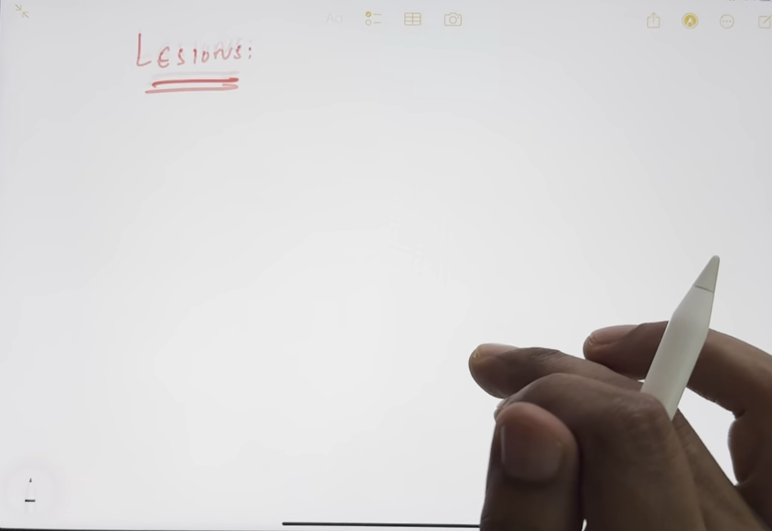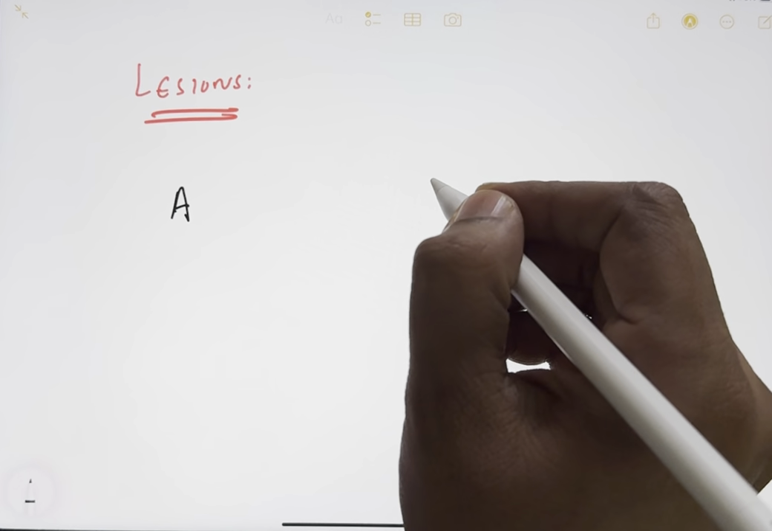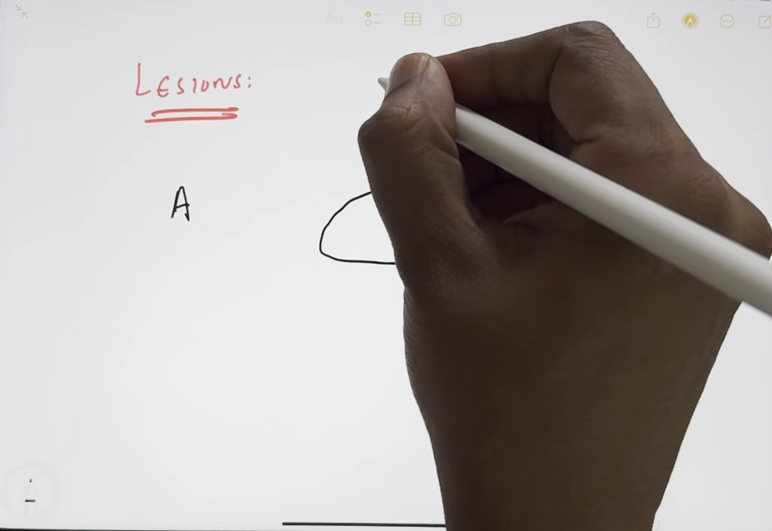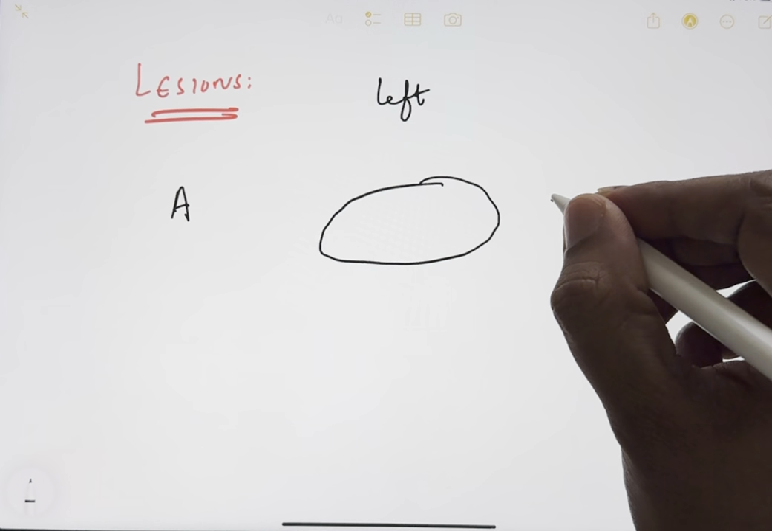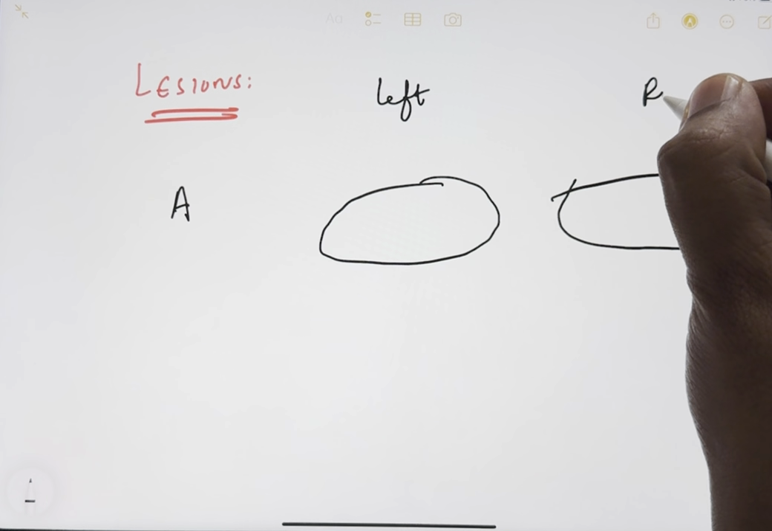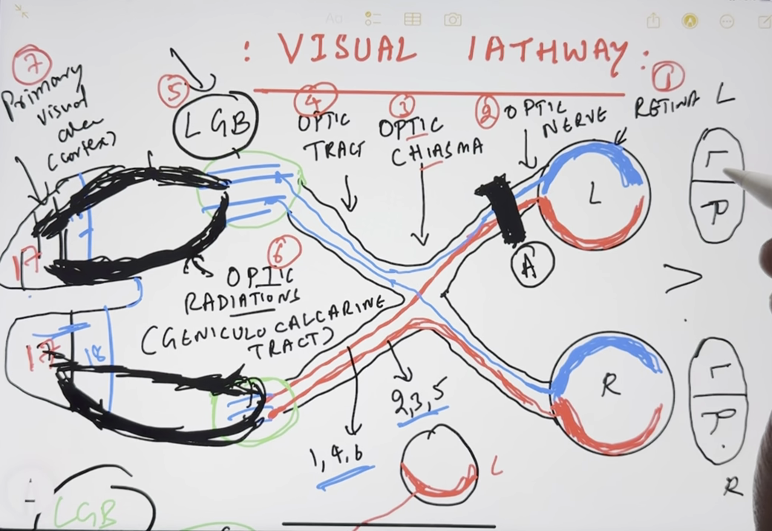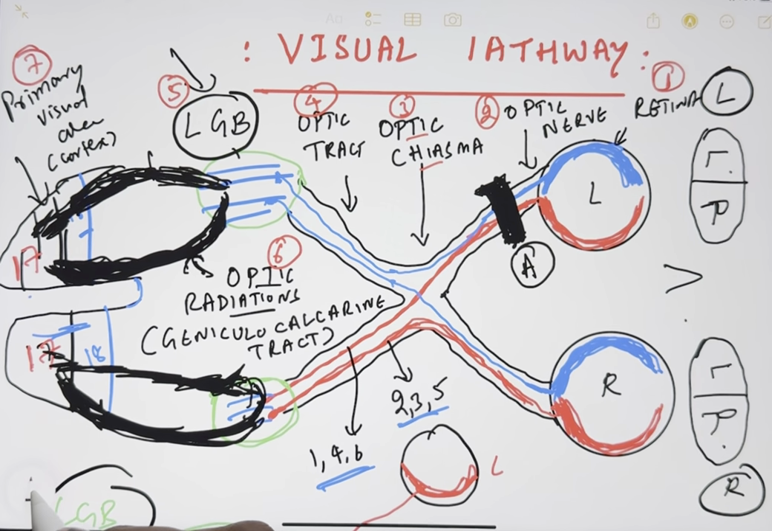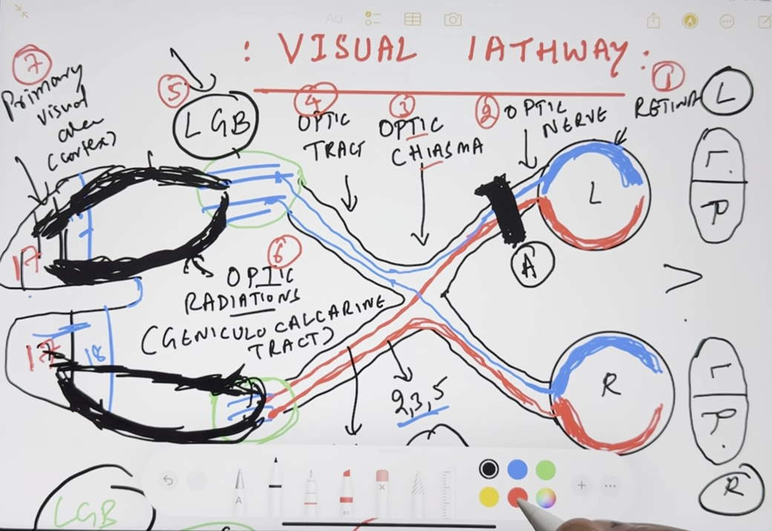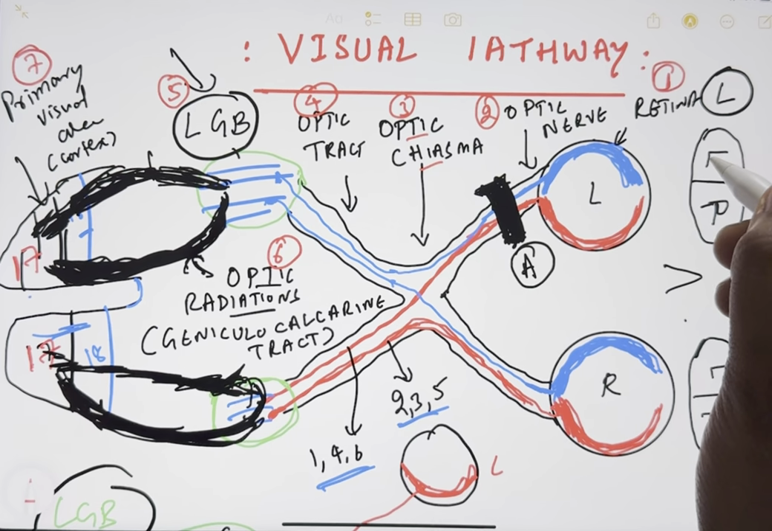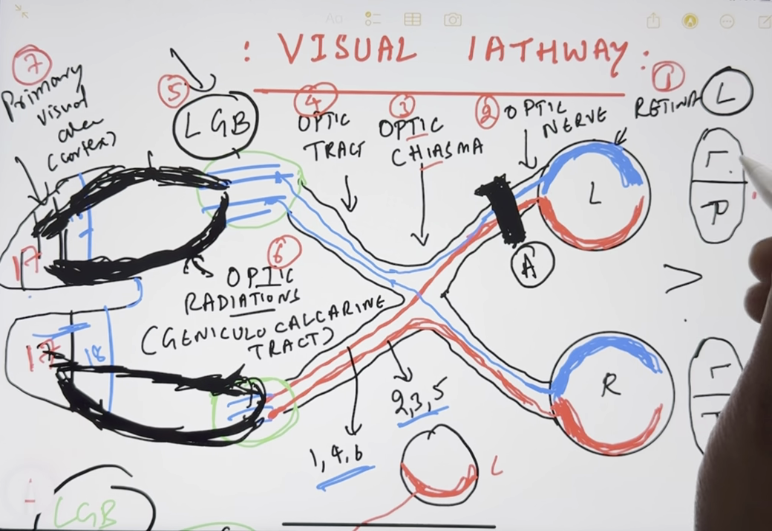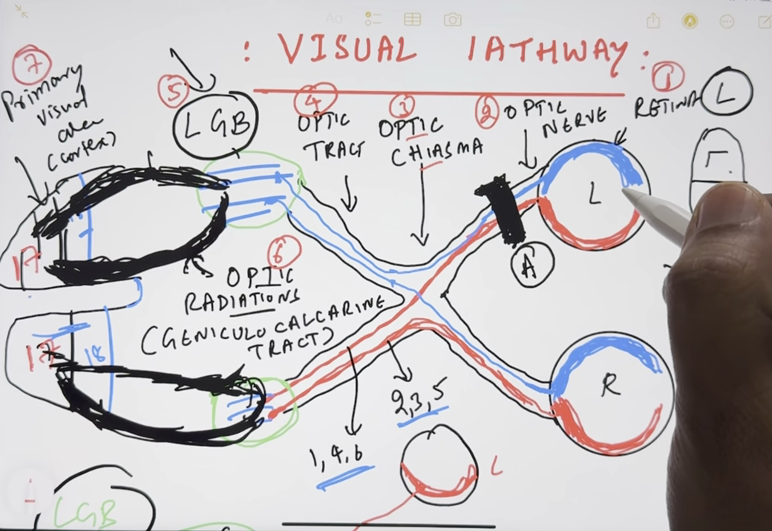So, with a lesion here, lesion number A, you can consider this as the left visual field and this as the right visual field. The visual field is this one. This one is the left visual field and this one is the right visual field. Now, one more interesting fact you are supposed to know is that the left visual field is the area of the external world which is visible to the left eye.